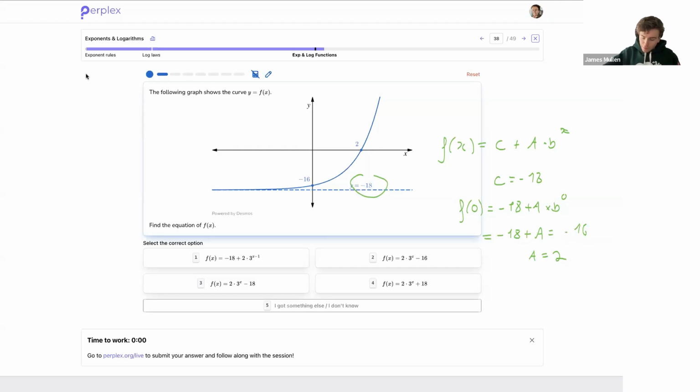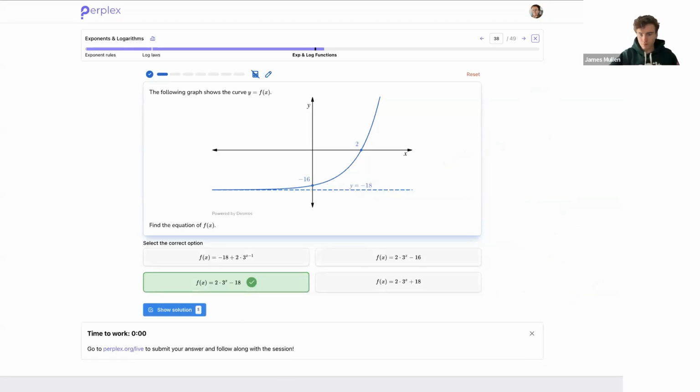So now the last piece of information I have is that the curve goes through 2, comma 0, which means that f of 2, which is now negative 18 plus 2 for a times b, and now x is 2, is equal to 0, which means that 2b squared is equal to 18, which means that b is plus or minus 3. But because I can tell that this curve is increasing and the base has to be positive, I know that it's going to be plus 3. So we are looking for 2 times 3 to the x minus 18. And that is option number 3 here.